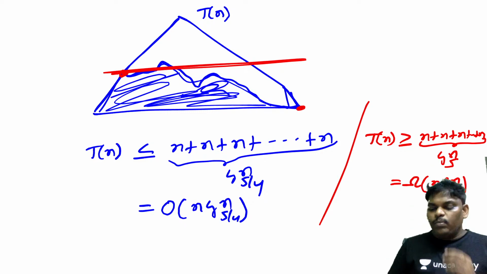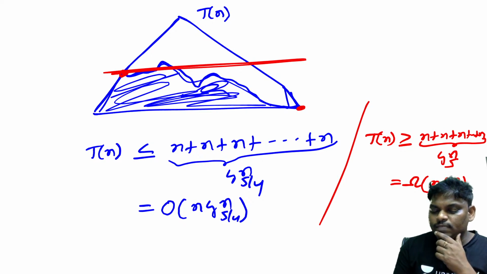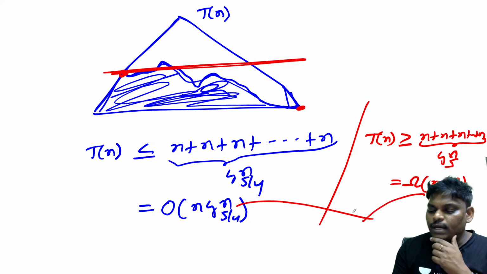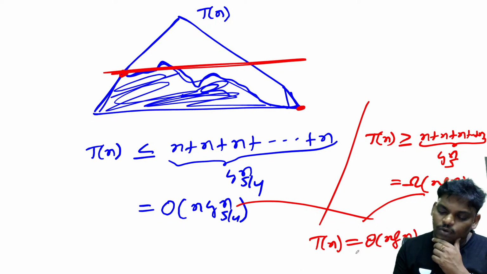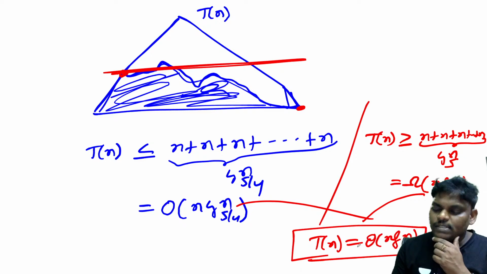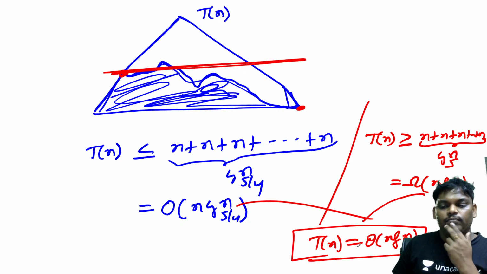So the upper bound is n log n base 5 by 4 and the lower bound is n log n base 5. Both differ only by a constant because only the base differs. So the time complexity T(n) is theta of n log n. If you don't write any base, no problem, because all differ by a constant. Verify if anyone has doubts.